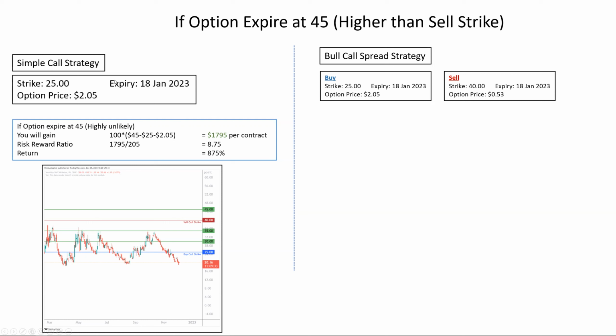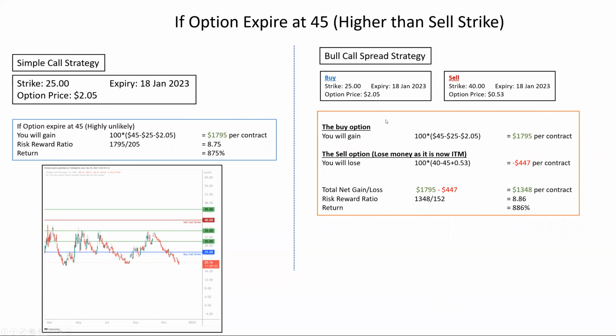But the only reason why I'm calculating this is to show you that beyond the strike price 40, your simple call option will actually give you more return compared to the bull call spread strategy. So let's look at the bull call spread strategy. On the buy side, you will still gain the same amount, 1,795, exactly the same calculation. But on your sell side, you are going to start to lose money because now the price is higher than your shorted strike price, okay? It's like how you short sell a stock and then the price goes higher, you will lose money. It is exactly the same thing.